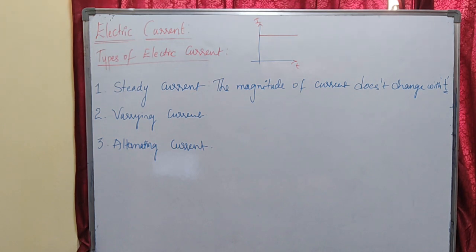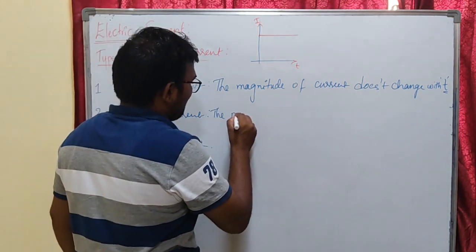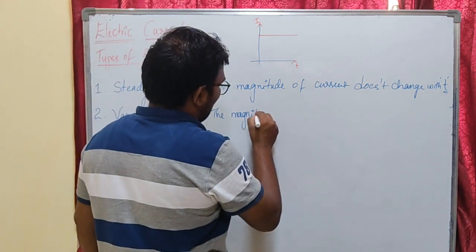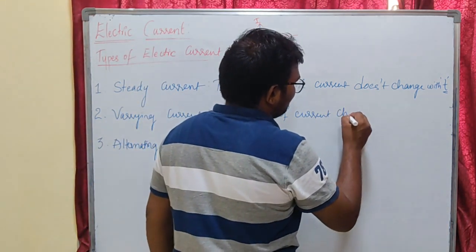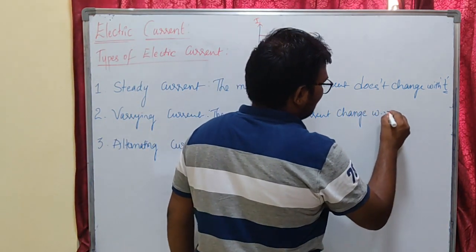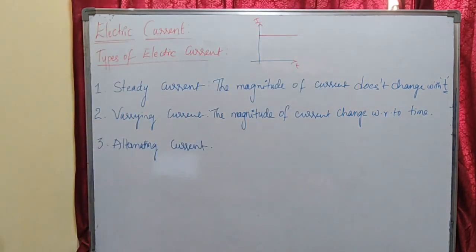Okay, in the steady current the magnitude of current does not change with respect to time, but in varying current the magnitude of current changes with time. So this is varying current. When the magnitude of current changes with time, it is called varying current.